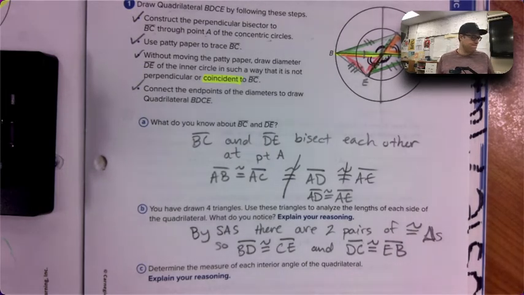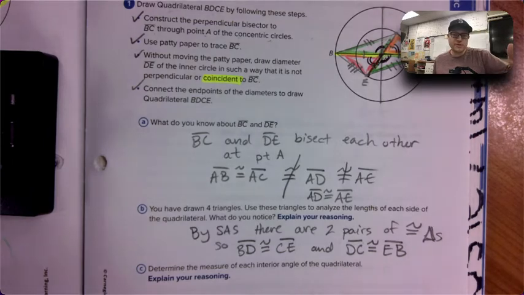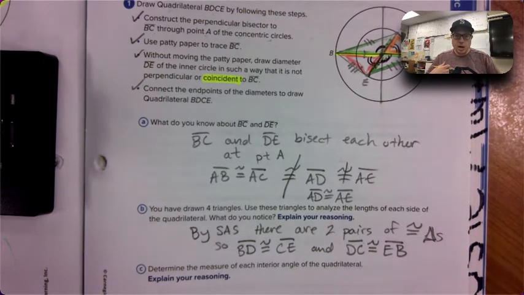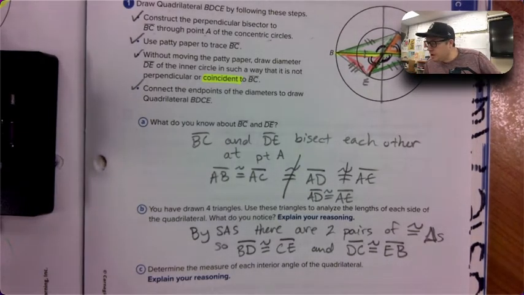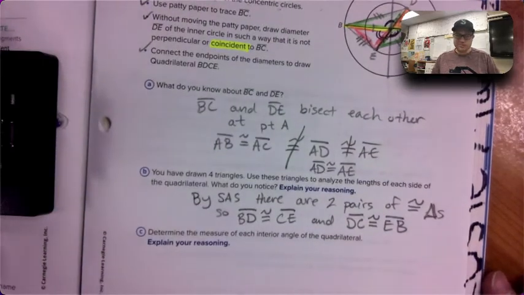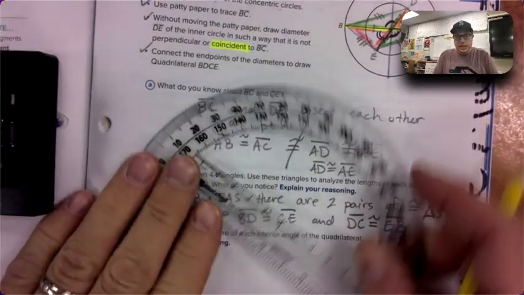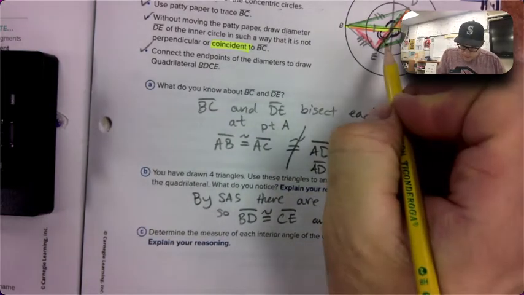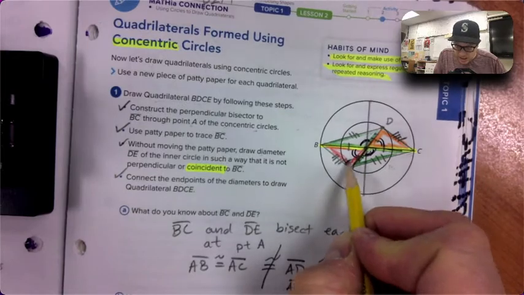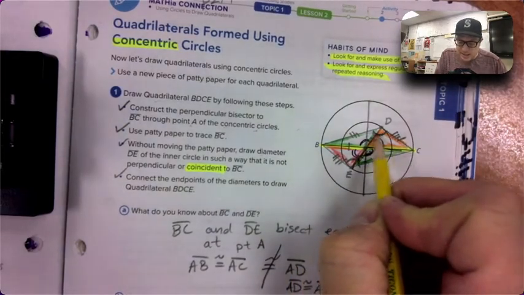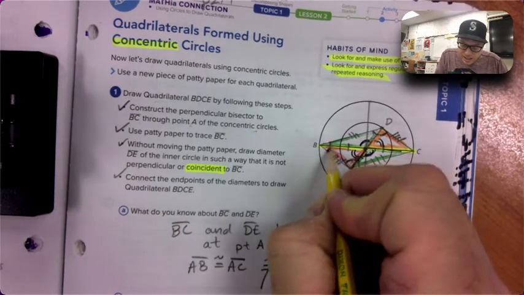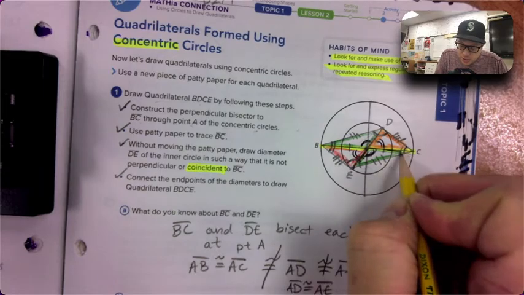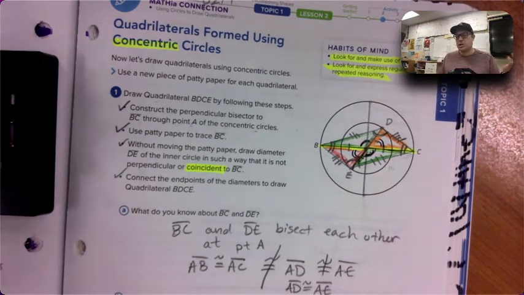I got to keep going. You can pause the video to catch up and write down what I'm doing. If I'm going too fast, slow it down yourself. You're in charge. Okay. Determine the measure of each interior angle of the quadrilateral. We don't have 90 degrees anymore, so this is going to be a little bit challenging. We're going to have to measure angles, but I will tell you this. The angle at E is going to be the same as the angle at D. Those 2 angles are going to be congruent. Angle B and angle C are going to be congruent. So you just got to measure two angles.